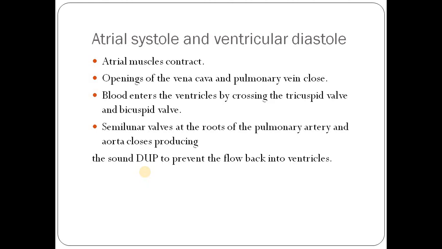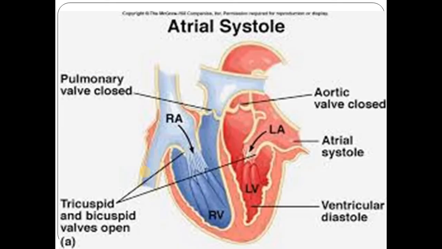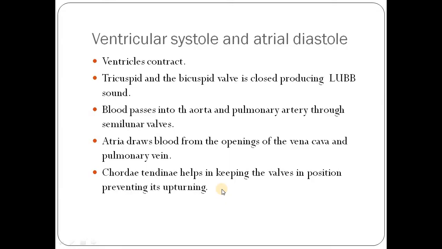So this is the event of atrial systole, with the ventricles at diastole. Immediately after this event ends, you have to remember what happened. We can see here in atrial systole the pulmonary valve is getting closed, the aortic valve is also closed, the tricuspid and bicuspid valves are opening, and you can see the blood flowing to the ventricles. Alright, so what happens now?